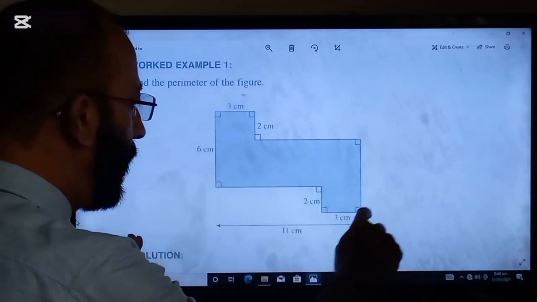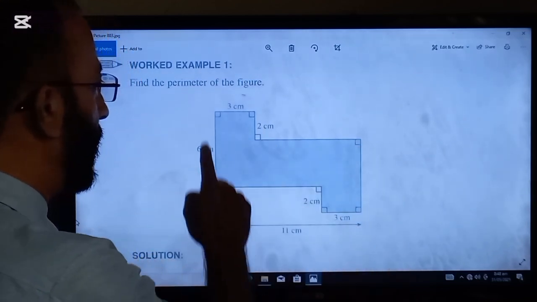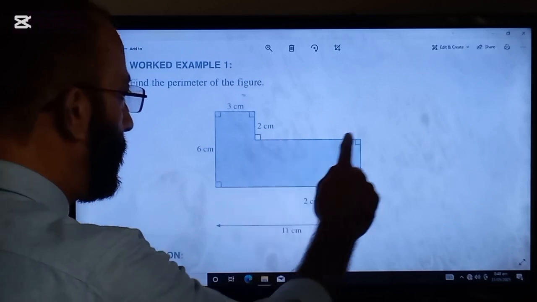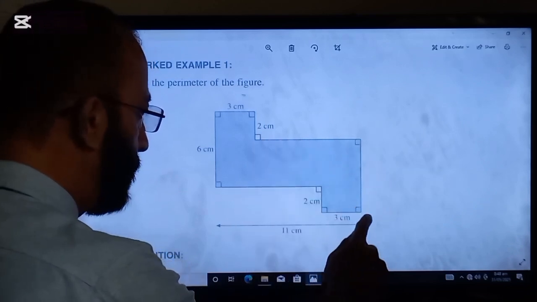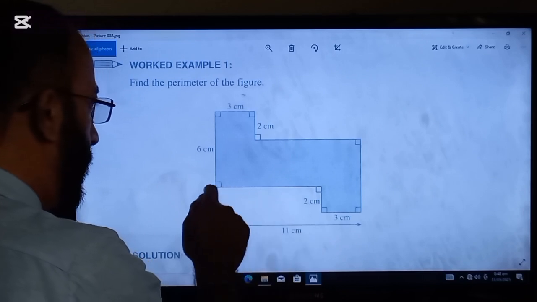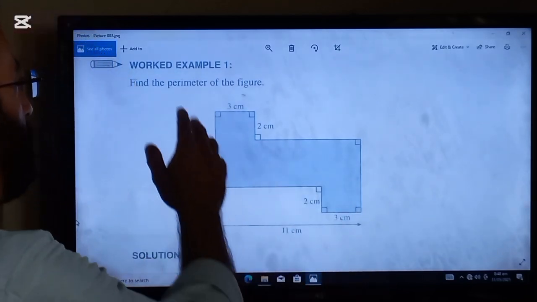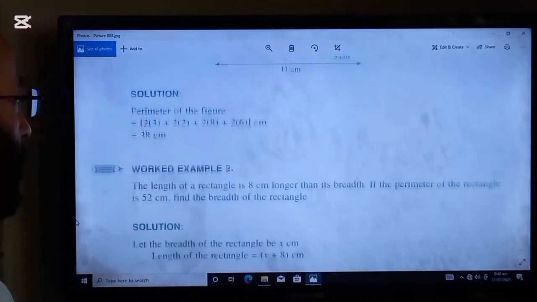The sum of all the outer boundaries will be equal to the perimeter. That is 3 plus 2 plus 8, because this is 8. This is 6 plus 6 plus 3 plus 2 plus 8 plus 6. So the sum of all outer boundaries will make the perimeter of the figure. Here is the solution.